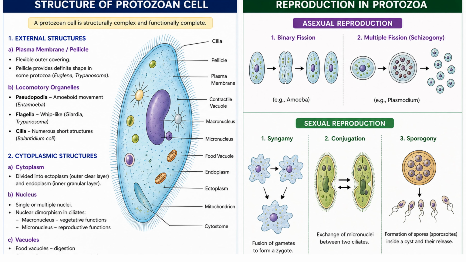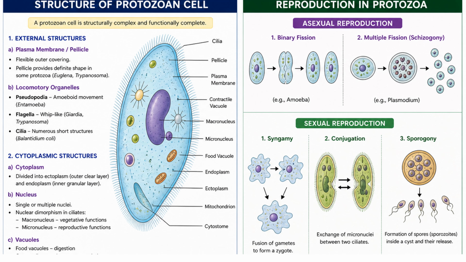As the protozoan cell is a eukaryotic type of cell, it has a well-defined nucleus. Single or multiple nuclei are present, and some organisms like Paramecium show nuclear dimorphism, which has two types of nucleus, that is a macronucleus, which is for the vegetative function, and the micronucleus, which is for the reproductive function. And the vacuoles present inside the cytoplasm are of different types.